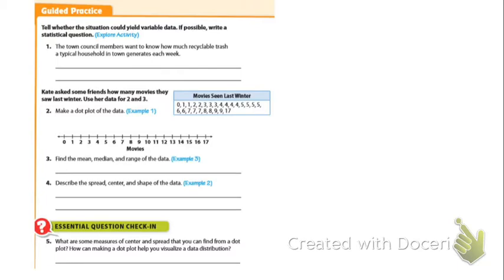All right, so ladies and gents, to make a dot plot of the data here, this is how you do it, ladies and gents. You are given this data here. So you see how the smallest one is 0? So they're asking, well, first of all, let's read the question.